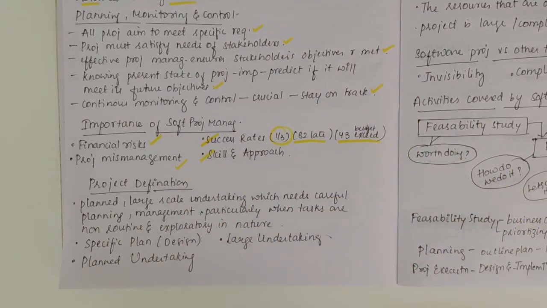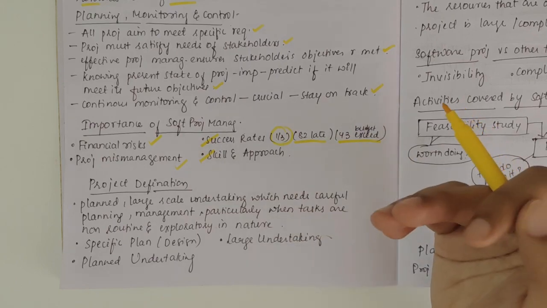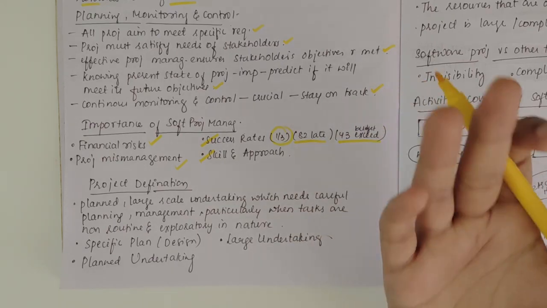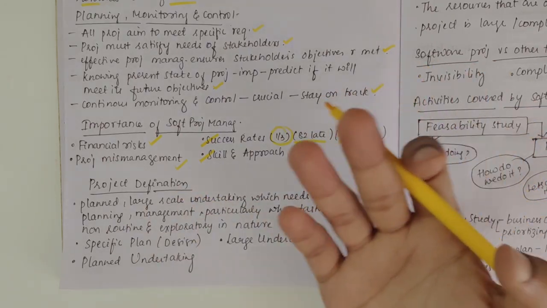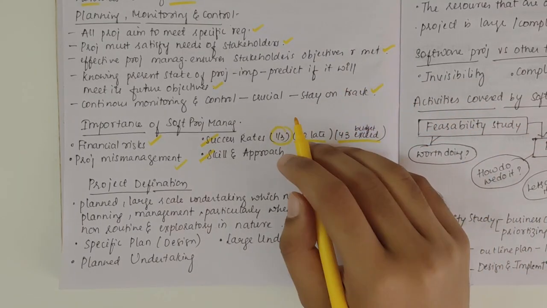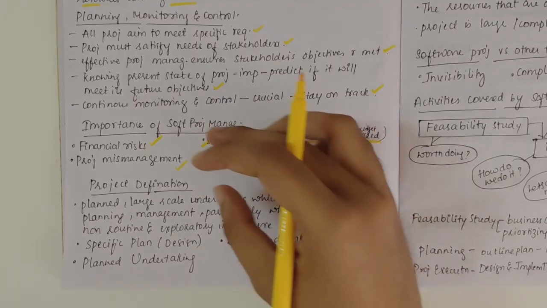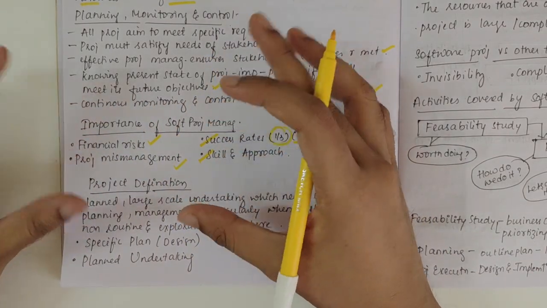Then we have skill and approach. If the people working in our team lack sufficient skills, then somewhere the efficiency is not met, right? So we should manage the employees in such a way that the efficiency is always high and the product is delivered by making sure that all the resources are optimally used. So that is what the importance of software management speaks of.